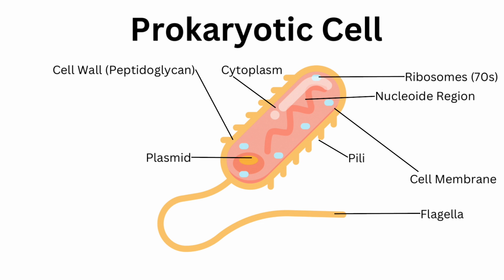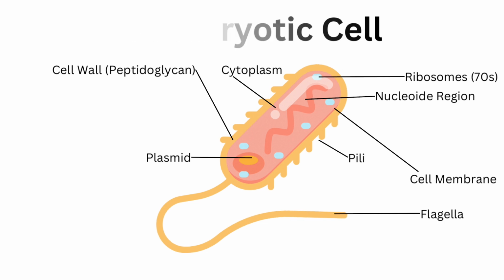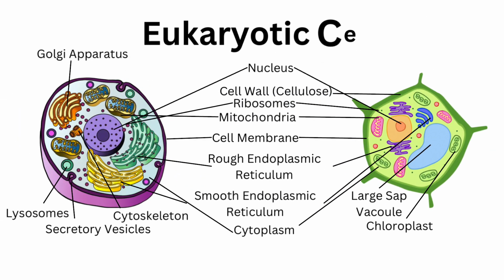The nucleoid region is an irregularly shaped region containing the single circular DNA chromosome. Plasmids, small circular DNA molecules that replicate independently, often carry genes for antibiotic resistance. Flagella, if present, are tail-like structures for movement. Pili or fimbriae, if present, are hair-like projections for attachment to surfaces or other cells.